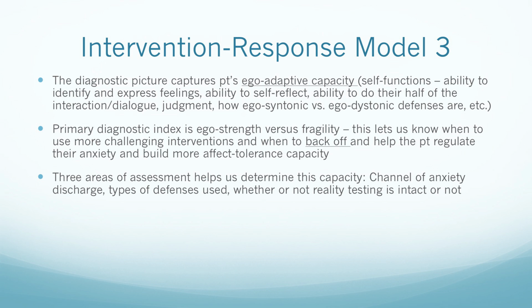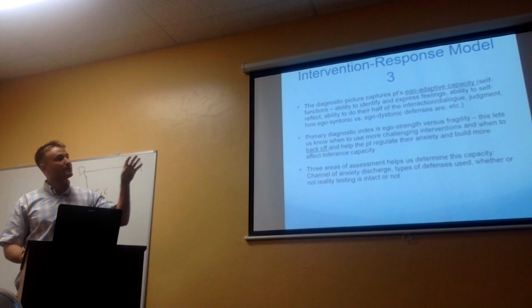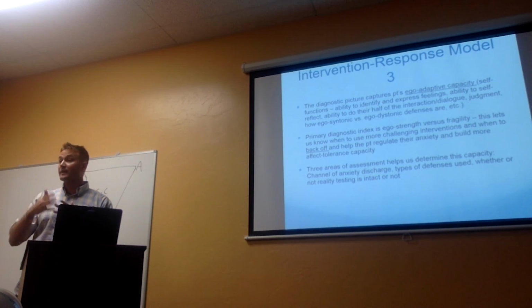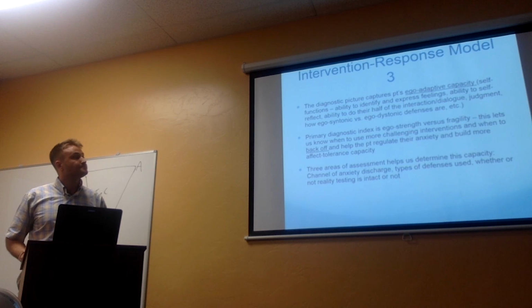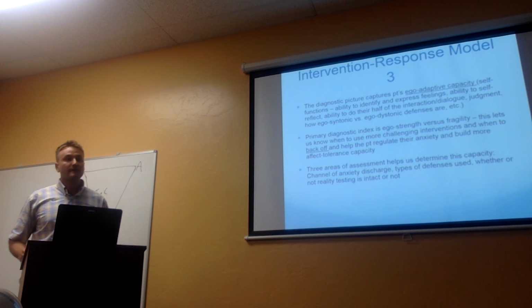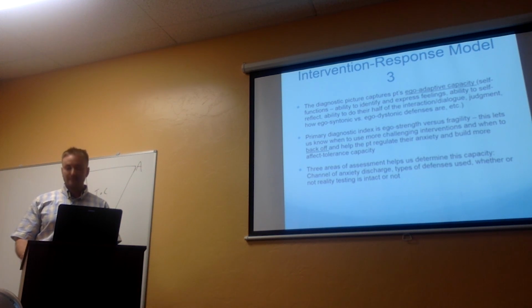One very important index that we look at has to do with ego fragility versus ego strength. The importance of paying very close attention to that dimension is it lets us know when to use more challenging interventions and when we need to back off and help the patient regulate their anxiety. And the three ways that we determine someone's ego strength or fragility is we look at their channels of anxiety discharge, we look at types of defenses used, and whether or not their reality testing is intact.